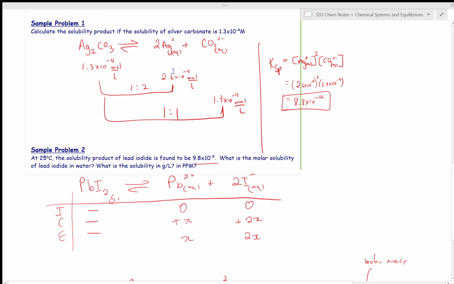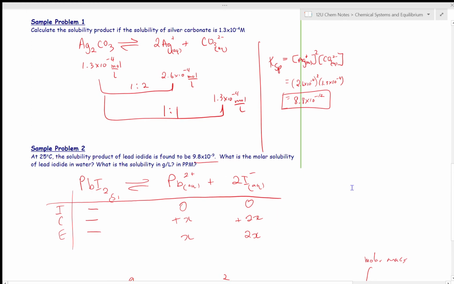Now remember over here, I gave you the values of X. Down here, we have to figure out what those values of X are. And then it's asked us, not only for us to calculate the molar solubility, so it's asking in moles per liter, but I also want it in grams per liter and in parts per million. So let's go through how to do that. Well, I would set up, of course, my ICE table. Here's my equation. So I've got lead iodide solid turning into lead ions and 2 iodide ions.